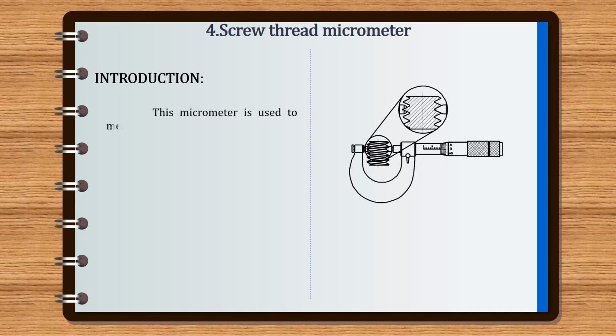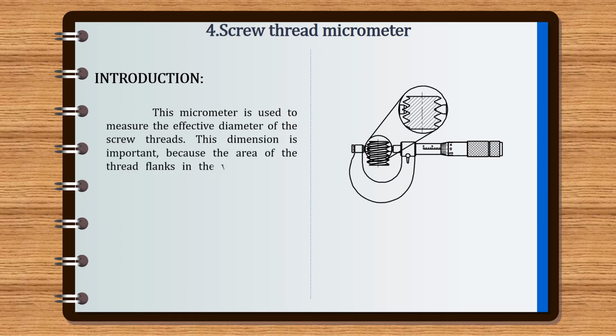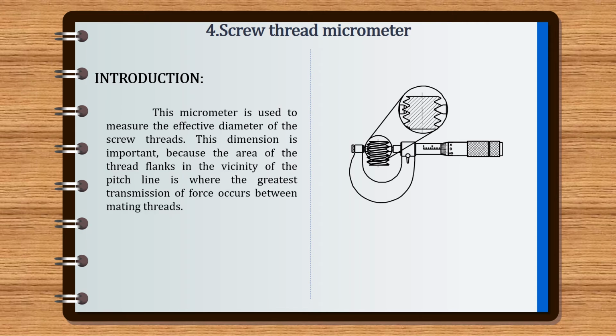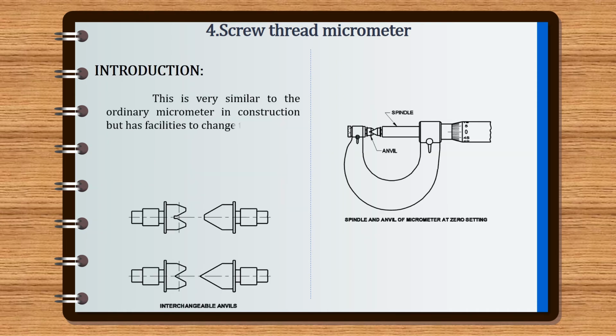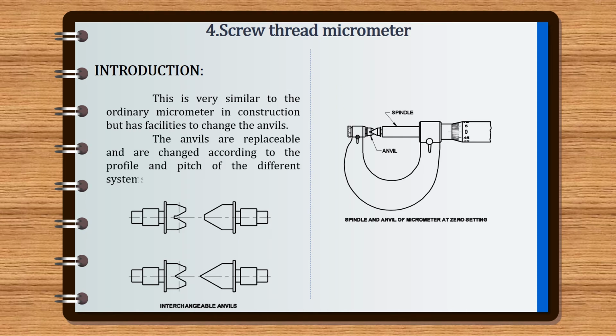This micrometer is used to measure the effective diameter of screw threads. This dimension is important because the area of the thread flanks in the vicinity of the pitch line is where the greatest transmission of force occurs between mating threads. This is very similar to the ordinary micrometer in construction, but has facilities to change the anvils. The anvils are replaceable and are changed according to the profile and pitch of the different systems of threads.